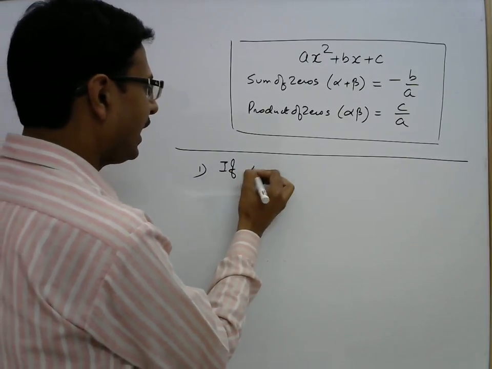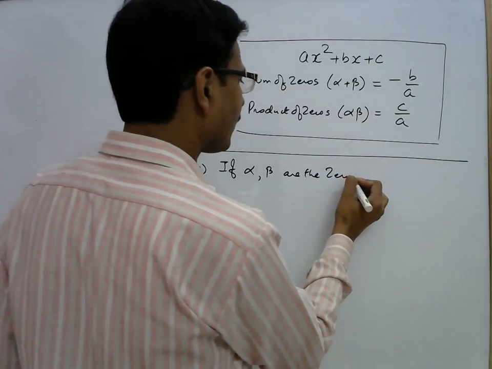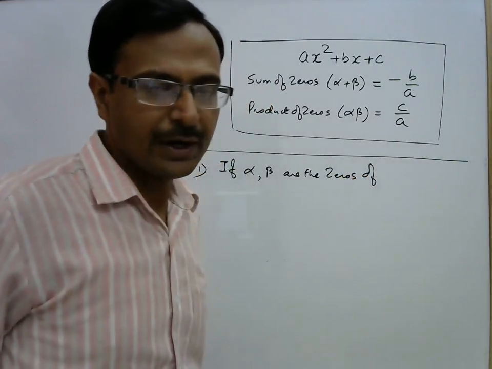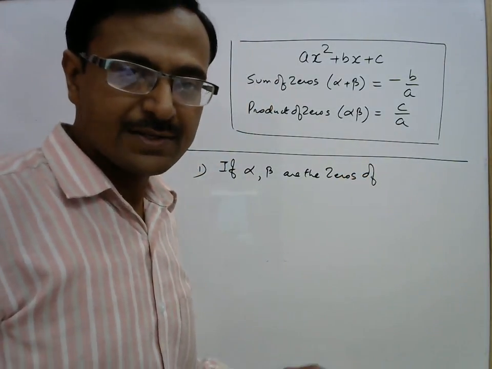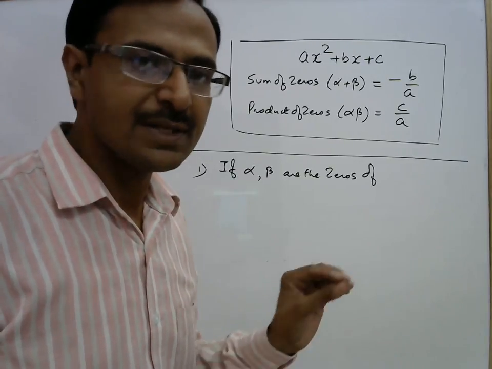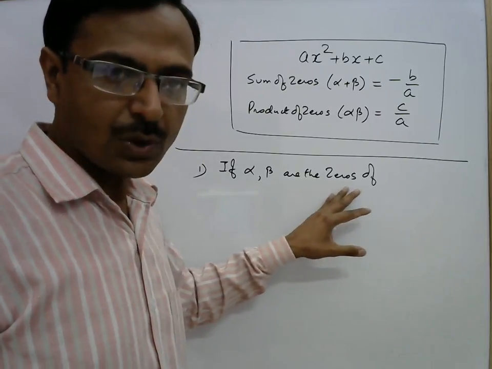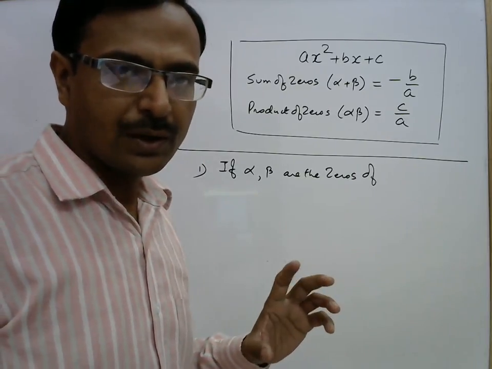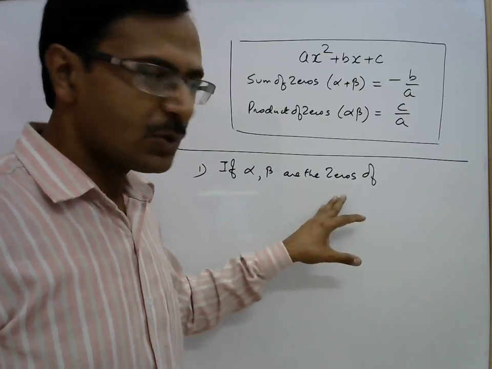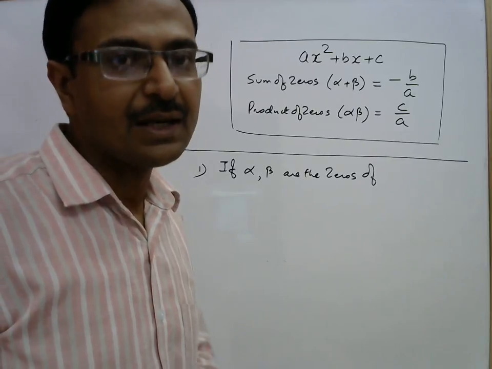If alpha and beta are the zeros of, in some books you find in place of zeros it is written roots. So zeros, roots or solutions, these three are the same things. Basically the word zeros is used when there is a polynomial. Roots and solutions are used when there is an equation.